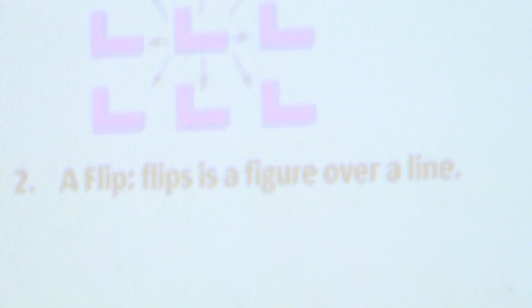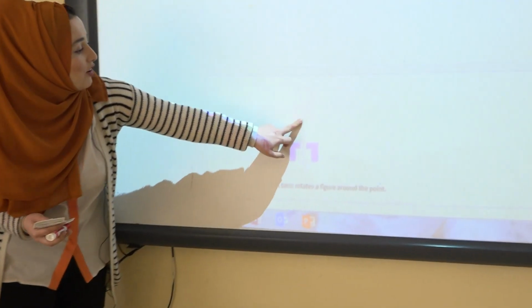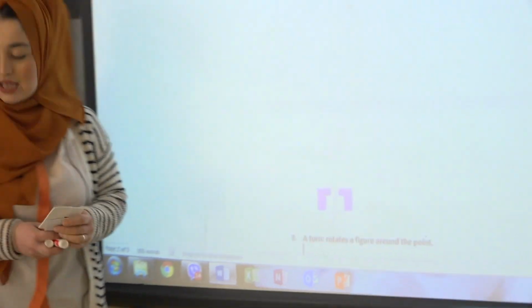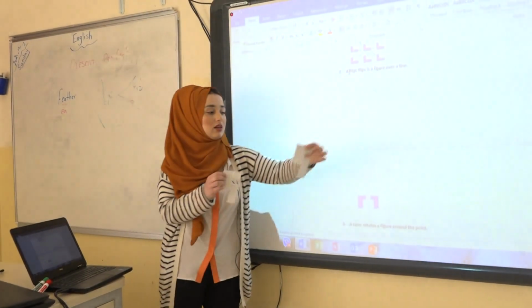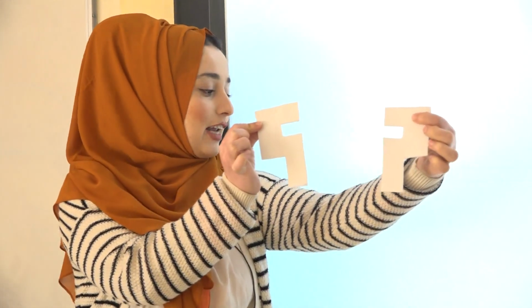So what does flip mean? A flip is when a figure is flipped over a line, like a mirror. That's a flip over a line. We have this line, and the figure shows itself on the opposite side, like a mirror. For example, I have this original, and when it shows like this, this is called a flip.